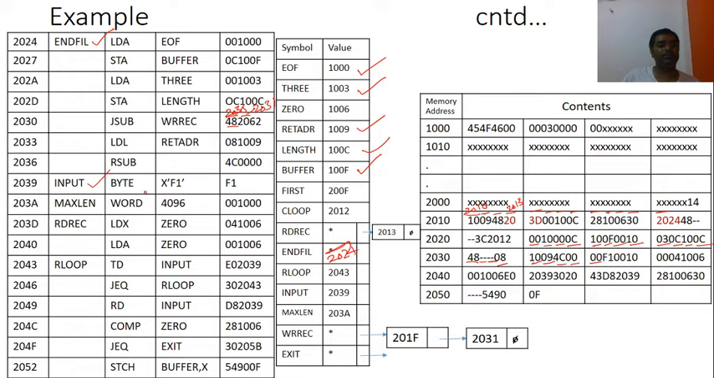The next instruction is INPUT BYTE X'F1'. There is a label INPUT. We have to enter this label in the symbol table. It is entered here, INPUT, and what is the value corresponding to INPUT?